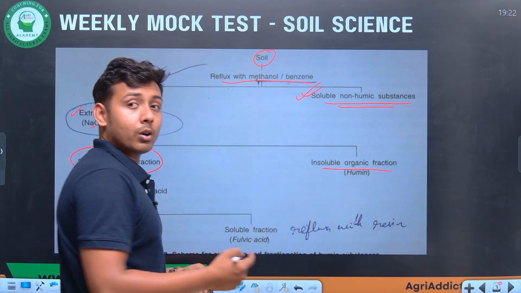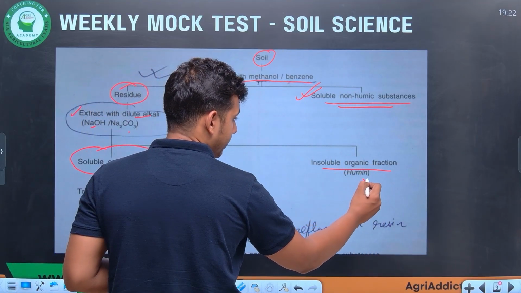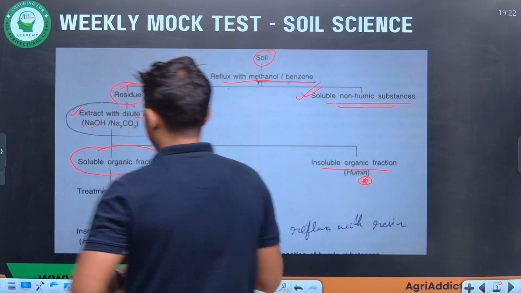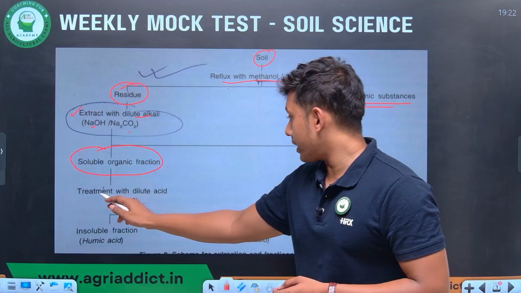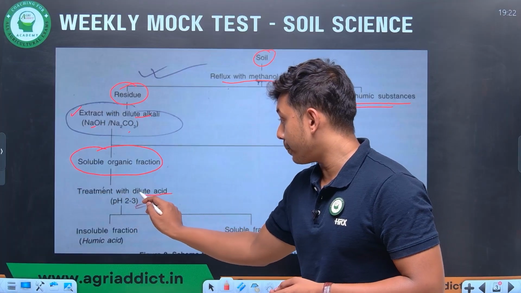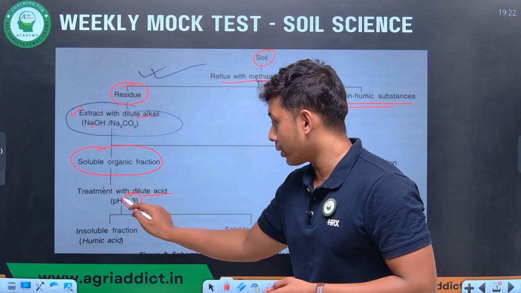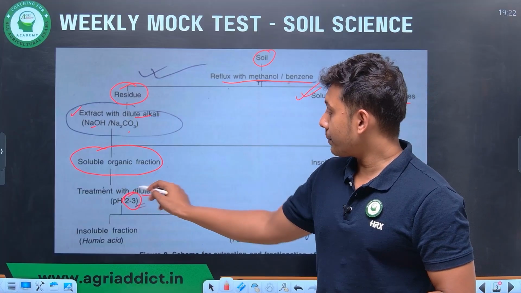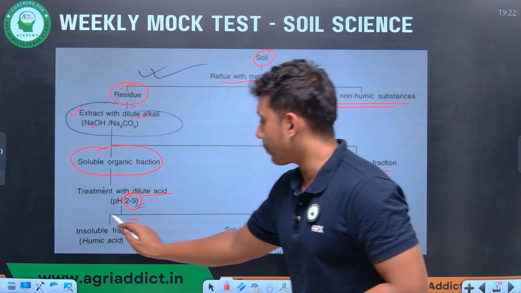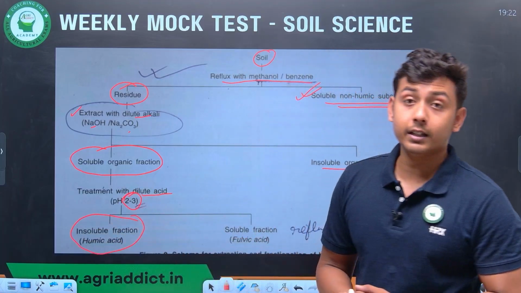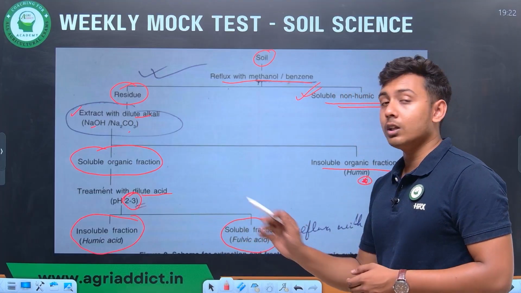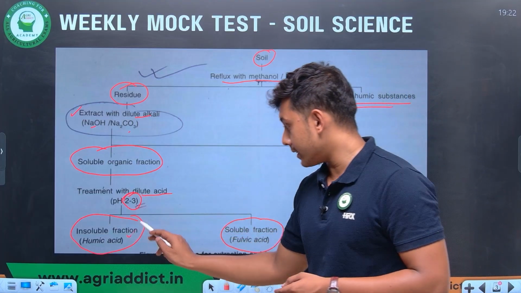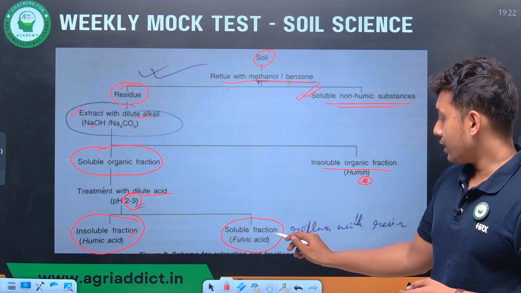This insoluble organic fraction is actually humin. The soluble organic fraction is again treated with dilute HCl, pH 2 to 3, important to remember. With the dilute HCl treatment, again we get two components: the insoluble fraction and the soluble fraction. The insoluble fraction is humic acid and the soluble fraction is fulvic acid.